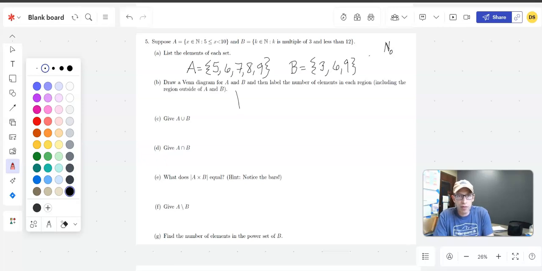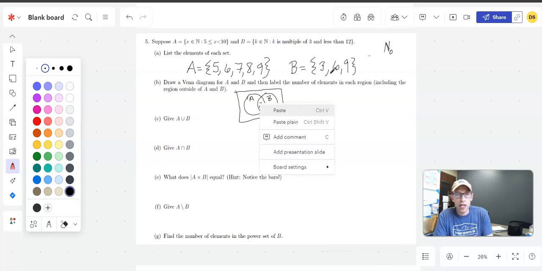Draw a Venn diagram. Okay, so here we have A and B. And you could actually put the specific elements in here. We're just going to write the total numbers. So 6 and 9, there's 2 elements that are in both sets. There's 3 elements in A that aren't in B. And there's only one here, the 3, that's in B and not in A.